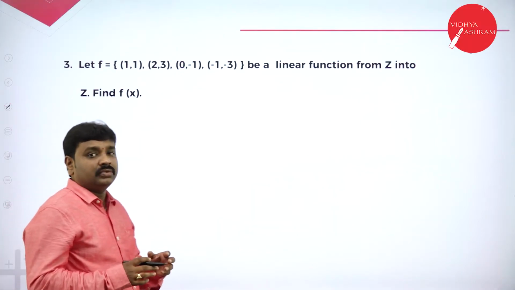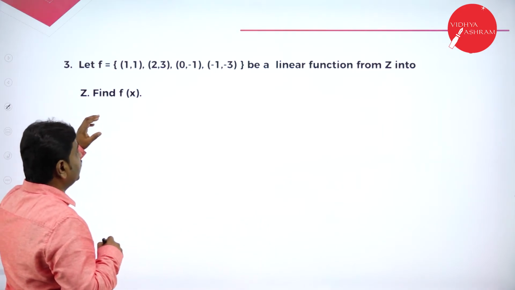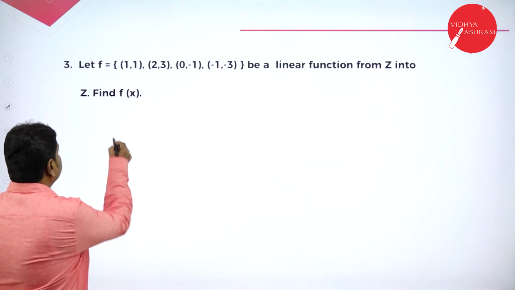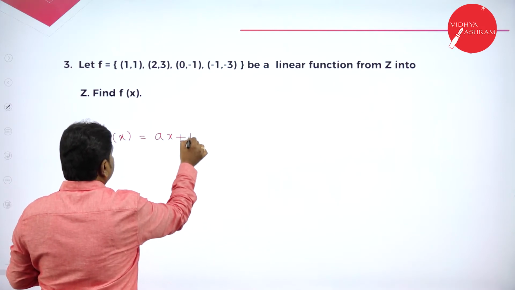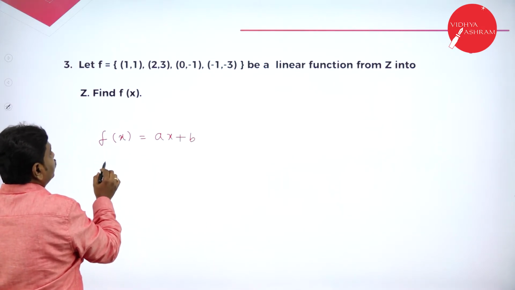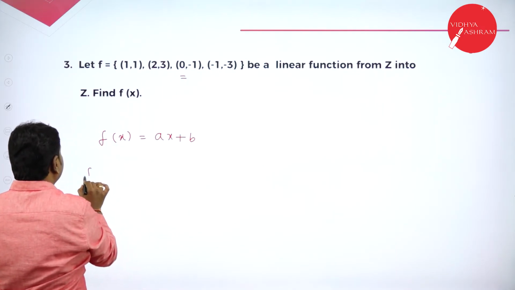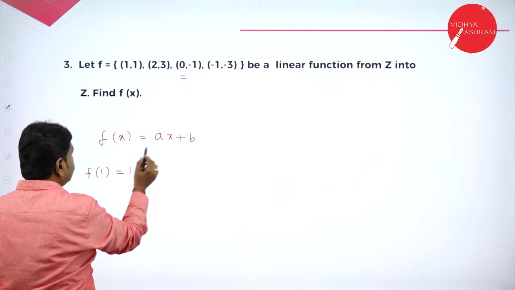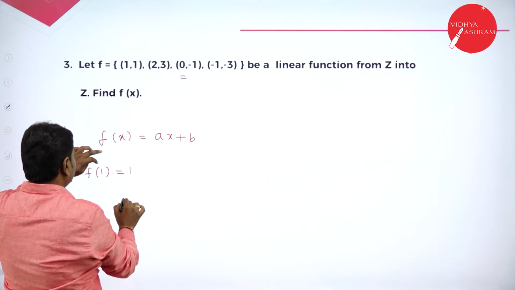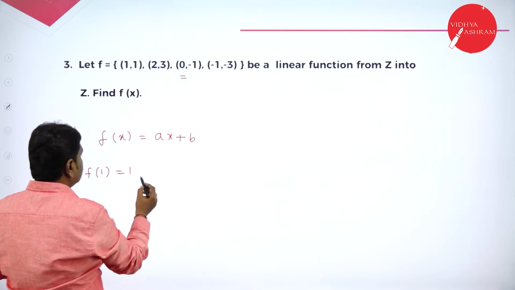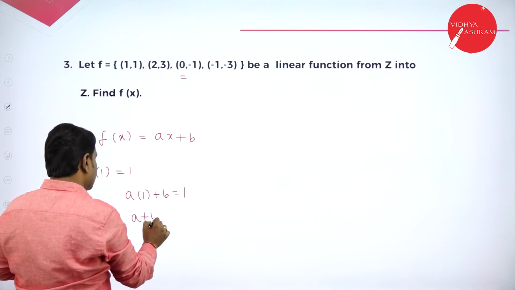Next, we'll continue with problem 3. They told us it is a linear function. It is a linear function, so let us assume f of x is equal to ax plus b. Now take the critical values. If I take x as 0, one variable is gone. They gave f of 1 is equal to 1, which means in the place of x if you put 1, you'll get 1. So a into 1 plus b is 1. So I got a plus b is 1.